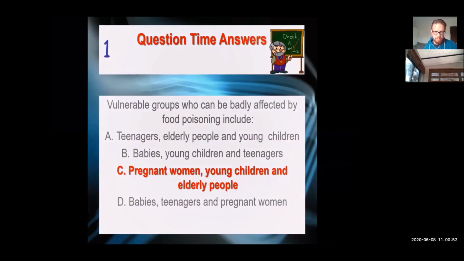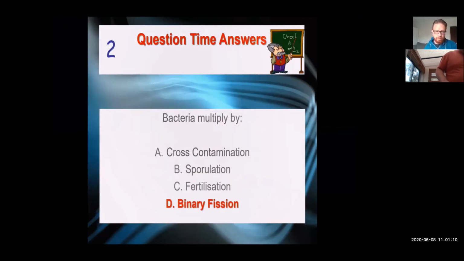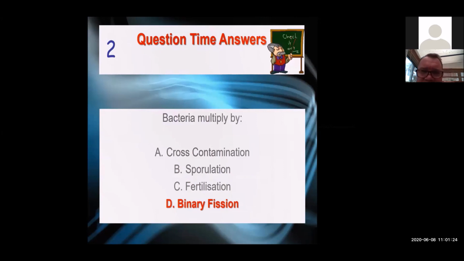Question 1 is, of course, C. Vulnerable groups who can be badly affected by food poisoning include pregnant women, young children, and elderly people. You could have also had people who are already ill by other illnesses. Question 2 was, of course, D. Bacteria multiply by binary fission. Binary fission is where a bacteria cell will divide into 2, providing, of course, that the conditions are correct.